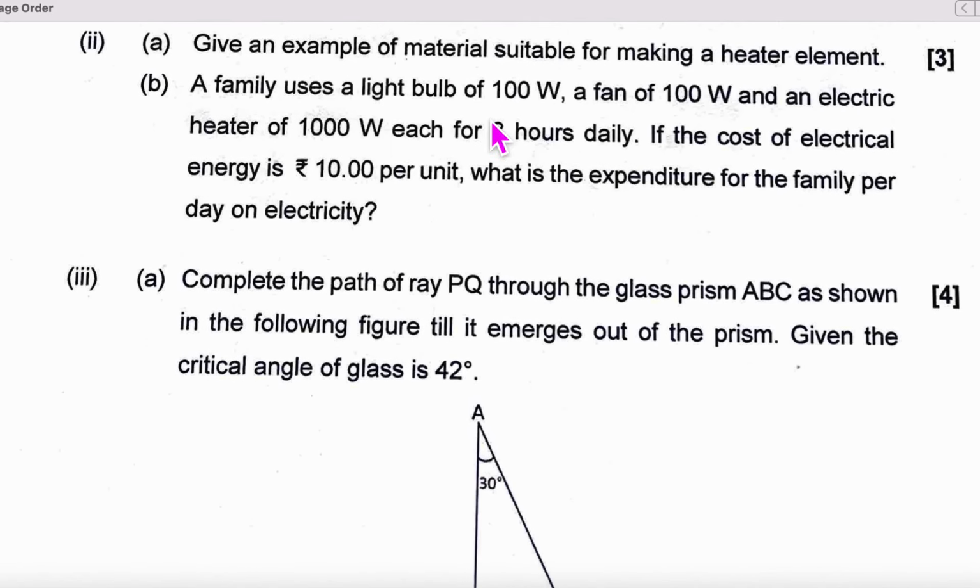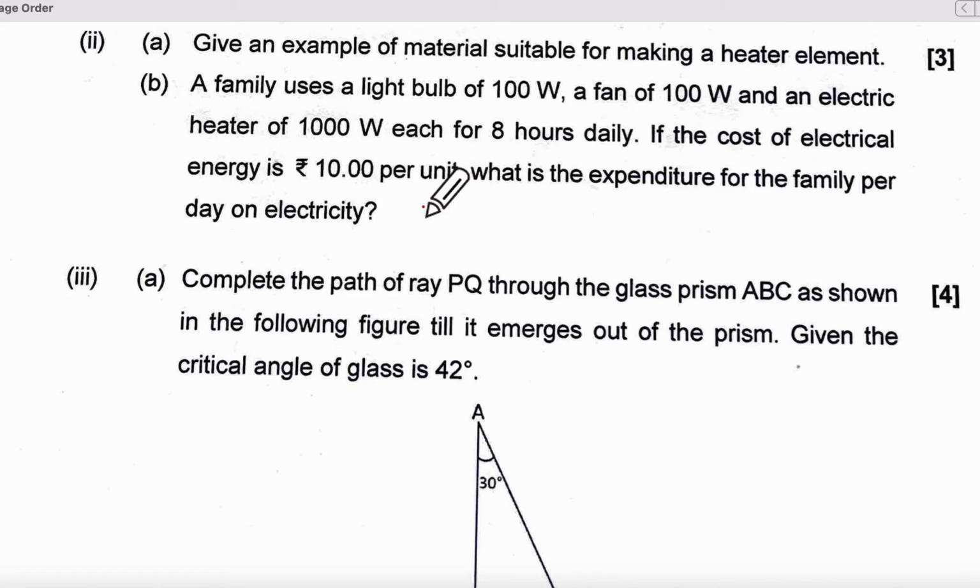A family uses a fan, this, that, for 8 hours daily. So you have to find the power consumed per day. No, sorry, energy consumed per day. So all of them are 8 hours. So actually we have one light bulb, one fan, and one heater. So this is easy, no?